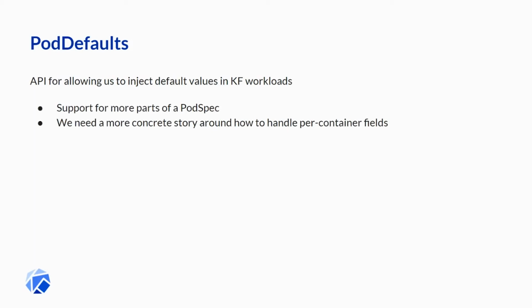For example, what if I want to inject things only in the notebook container or in the main container and not in a sidecar? And how do we even define a sidecar? So, which sidecar we want and which is the container that we want to target. So these are the discussion points for PodDefaults.